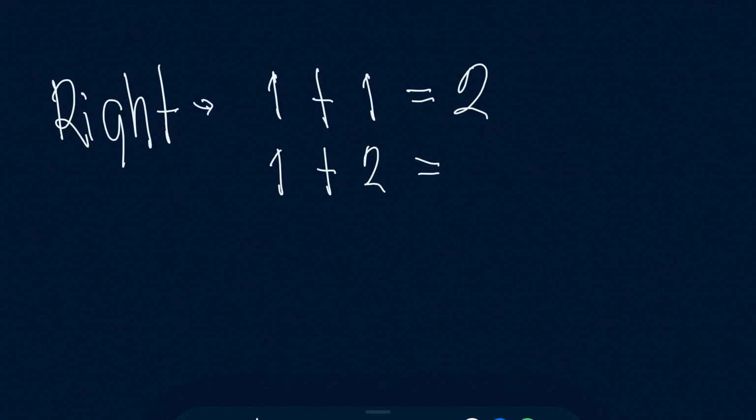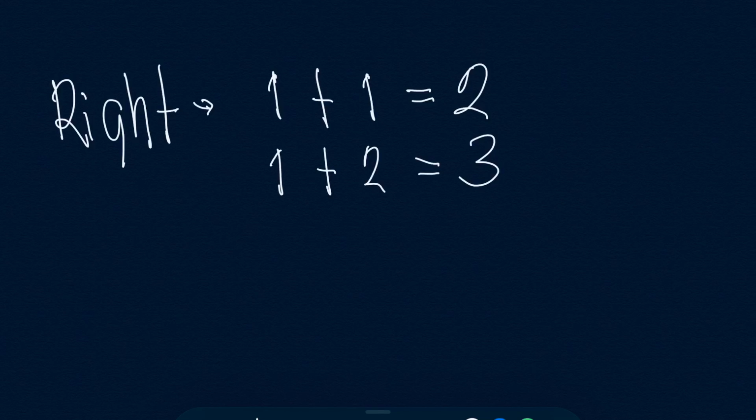We can say in mathematics, 1 plus 1 is equal to 2. 1 plus 2 is equal to 3. Is it right or is it wrong? Well, the answer, mathematically speaking, is that it is right.